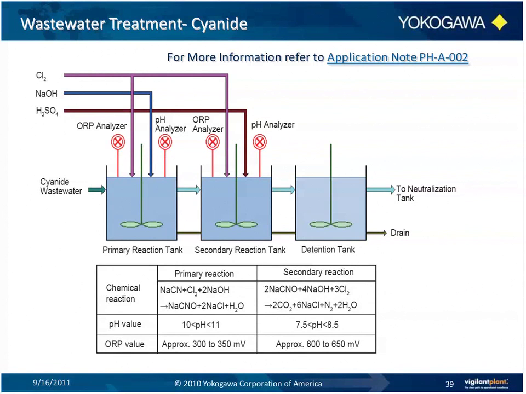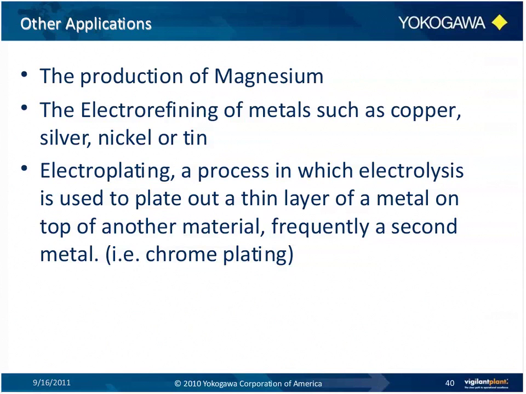You will also see ORP measurements in the production of magnesium, and in electrorefining of various metals such as copper, silver, and nickel.